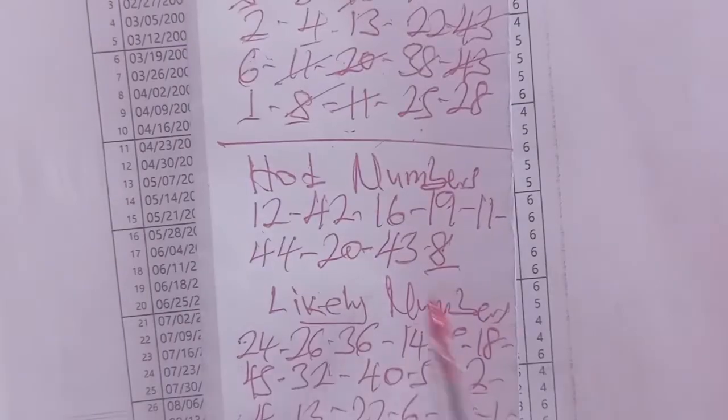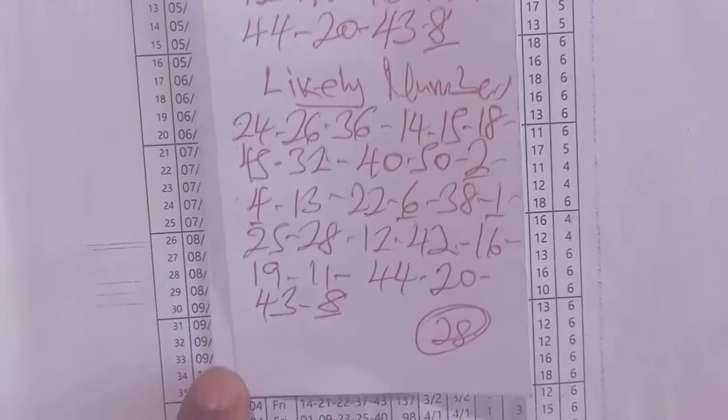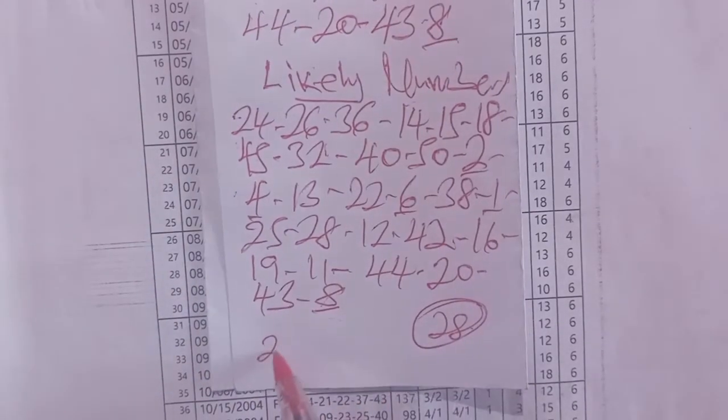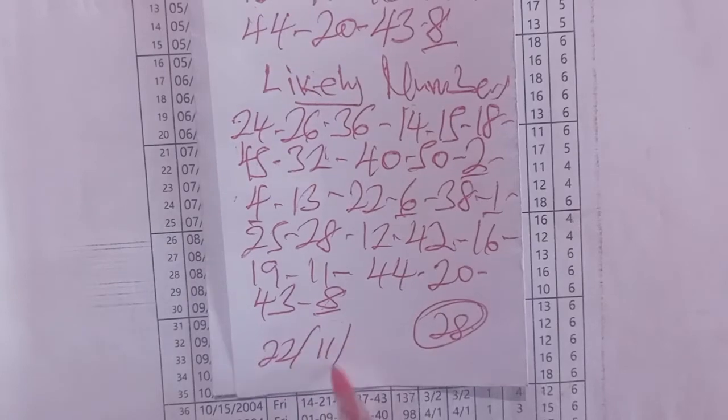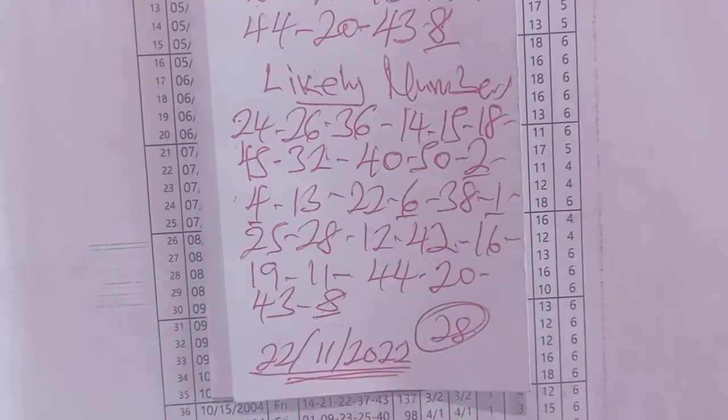All right, so this is the prediction for the Euromillions lottery system. And the date, maybe you are watching this video late. The date is the 22nd of November, the year 2022, that we are using this particular one.